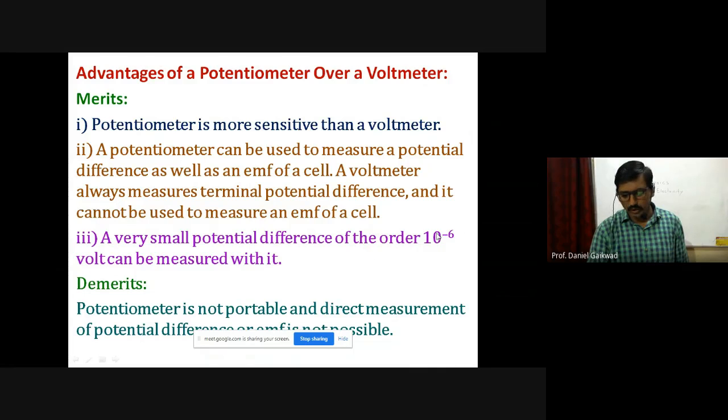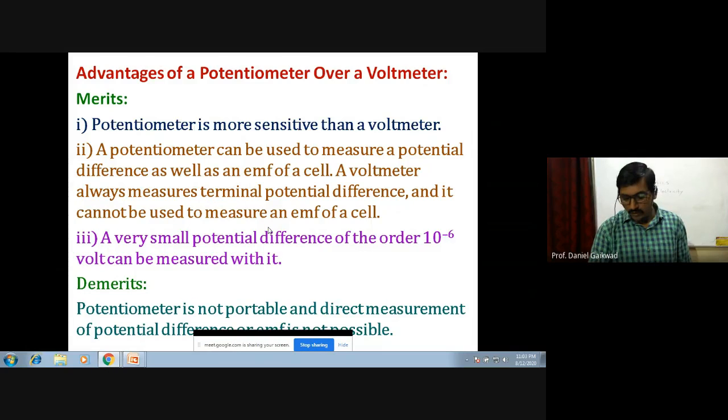So a very small potential difference, 10 raised to minus 6 volt, can be measured with the help of a potentiometer, which we cannot measure using a voltmeter. Now next is demerits. A potentiometer is not portable, and direct measurement of potential difference or EMF is not possible.